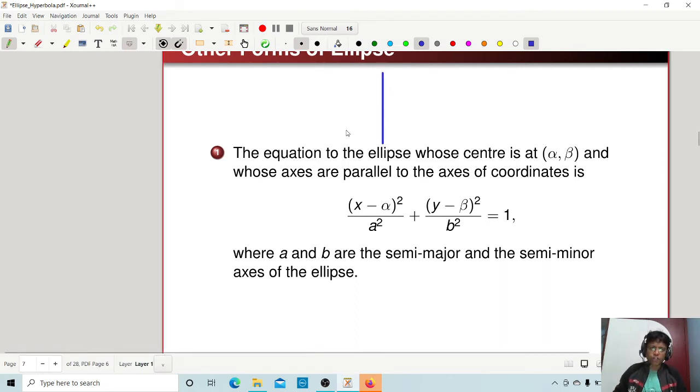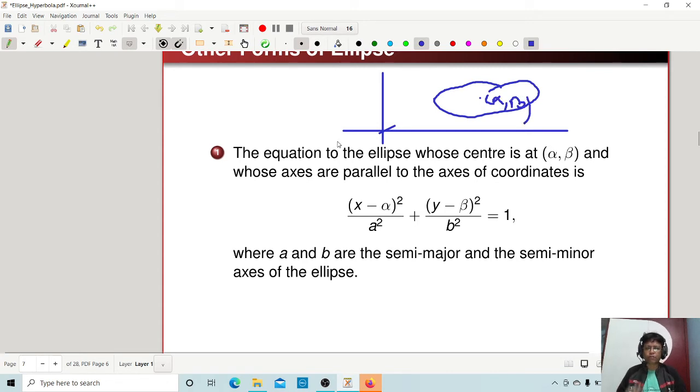So if your center is shifted to some other point, suppose this is your center origin, but your center is shifted to alpha comma beta, some other point, then accordingly you have to change everything. So this is the equation of the ellipse whose center is at alpha beta and whose axes are parallel to the coordinate axes. Obviously a square is more than b square, so the axis parallel to the x-axis is the major axis, right?